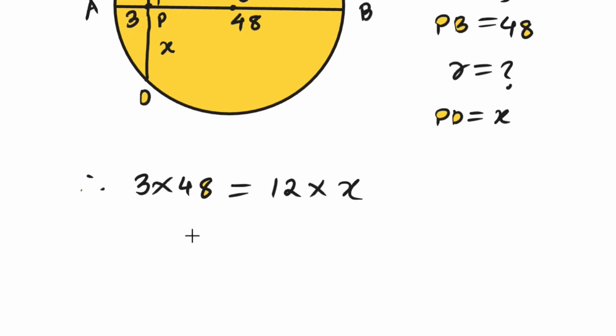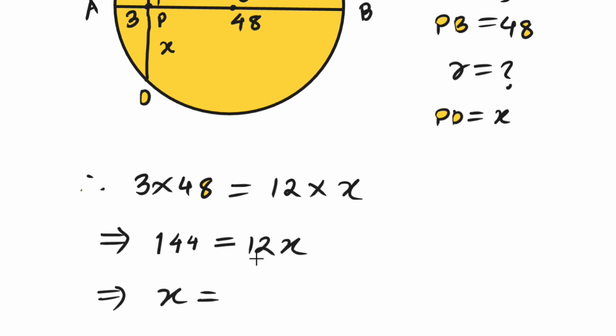Let's calculate the left-hand side. 3 multiplied by 48 equals 144. Now divide both sides of the equation by 12 to isolate X. 144 divided by 12 equals 12, so X equals 12.